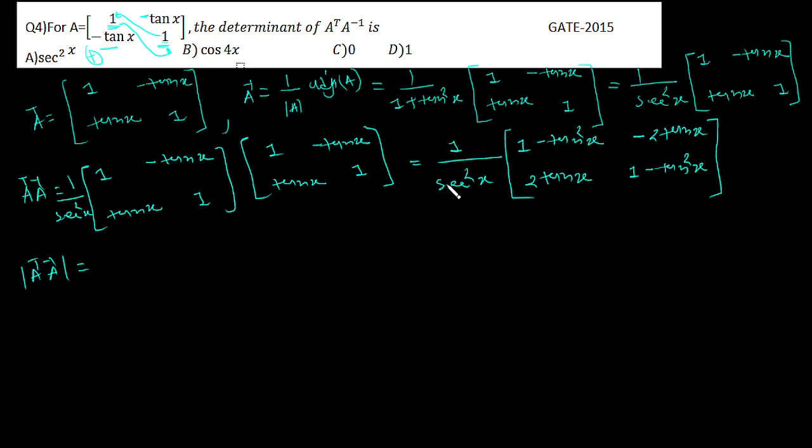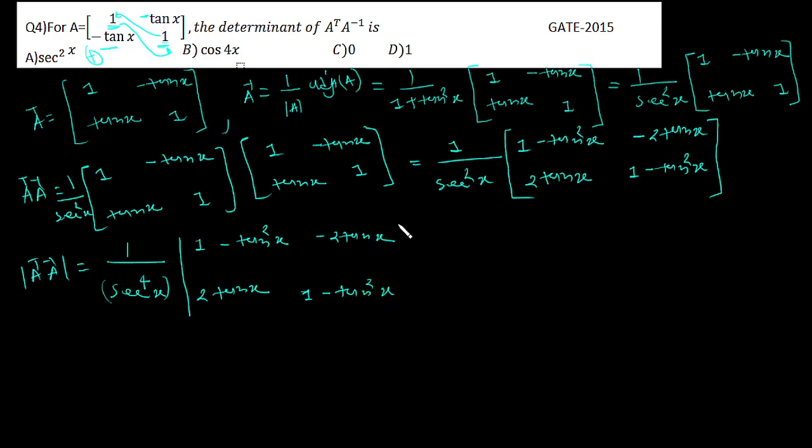Here this factor, if we take it out from this determinant we have to square it because it's multiplied with this first row and multiplied with this second row. So we have to square it for taking it out from the determinant. So what we are getting is simply 1 upon sec to the fourth power of x, and the remaining in the form of determinant. So 1 minus tan square of x, minus 2 tan of x, here 2 tan of x, here 1 minus tan square of x.